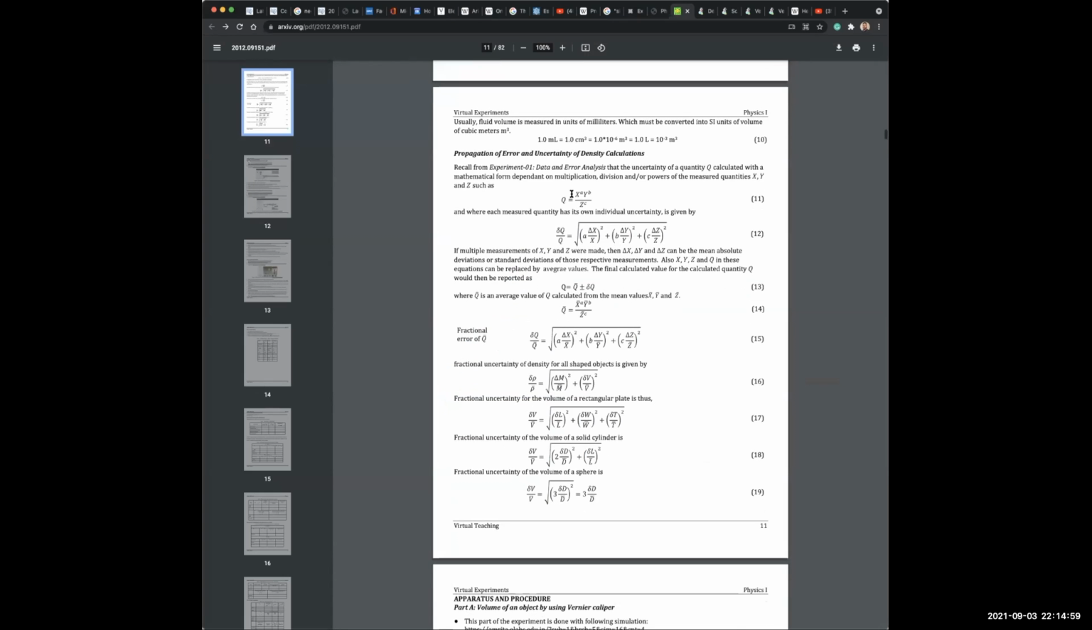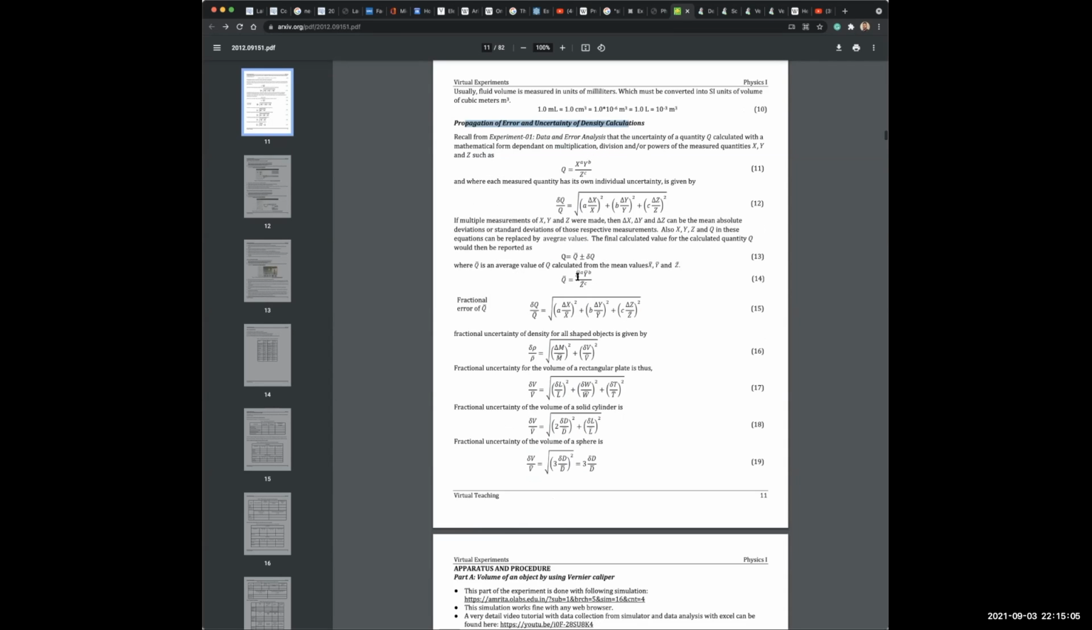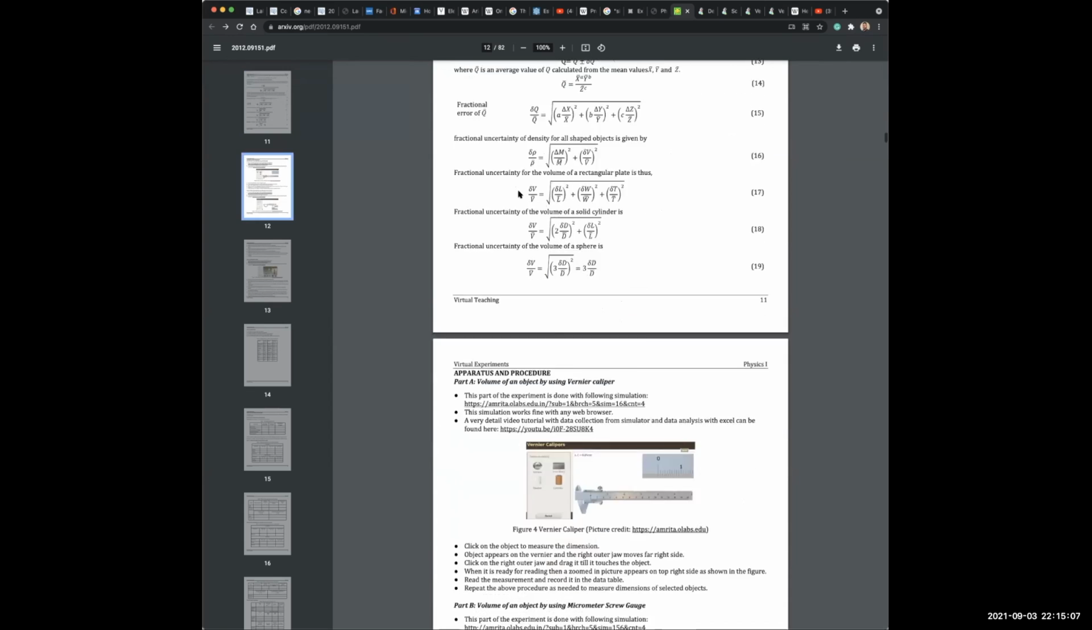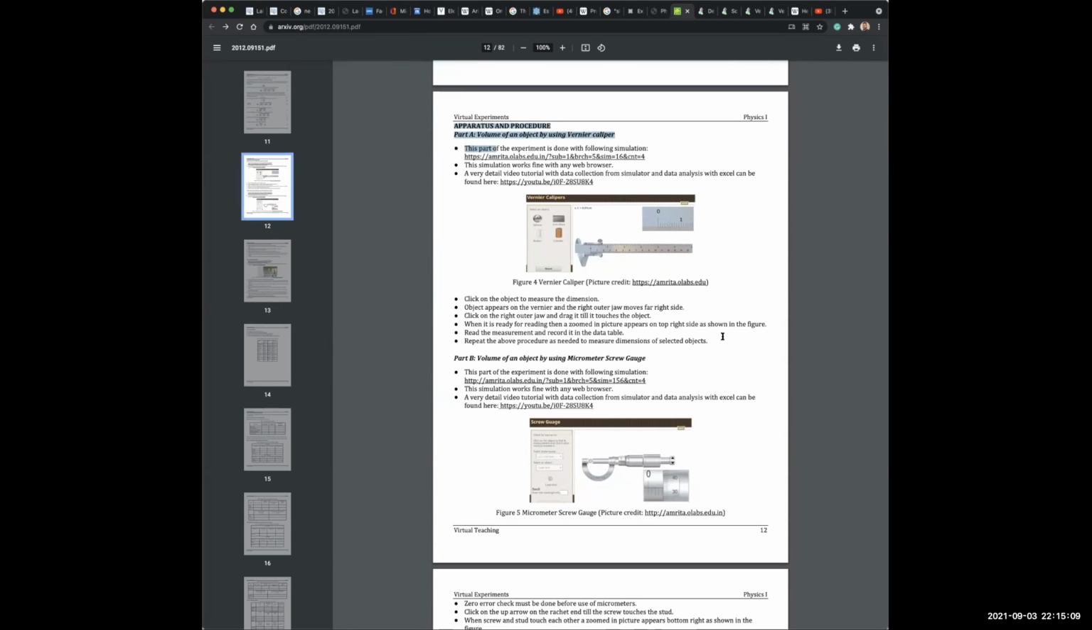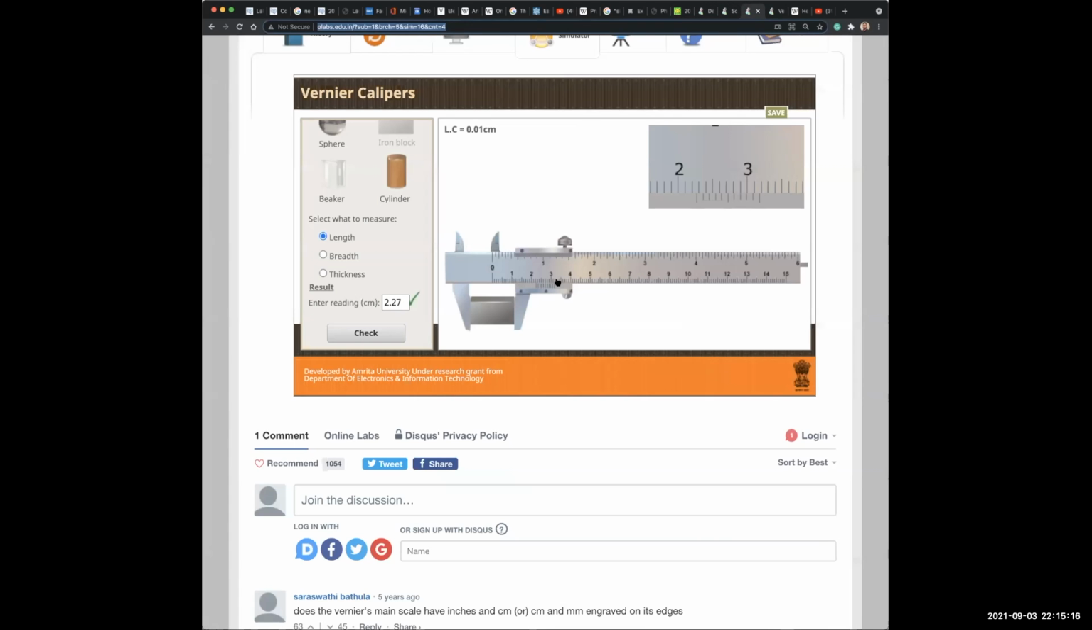So let me share this. We're not going to do this kind of stuff, propagation of error and uncertainty, because this is a conceptual physics class. It's kind of beyond the scope of this course. So just ignore this part right here, and we're just going to skip and do this part right here. We're going to do this simulator like this. First one we're going to do is this one.